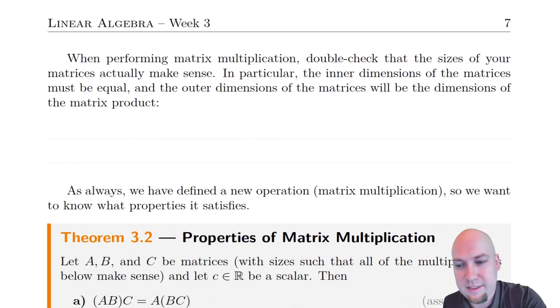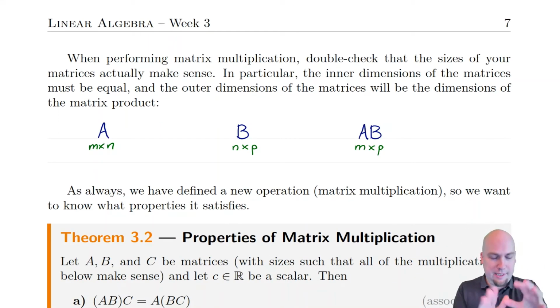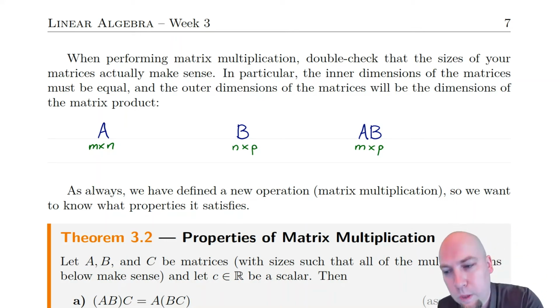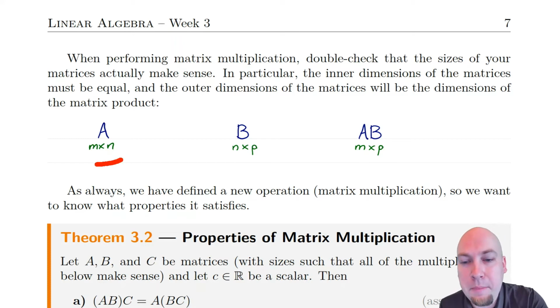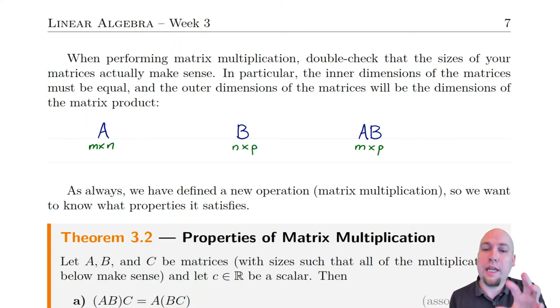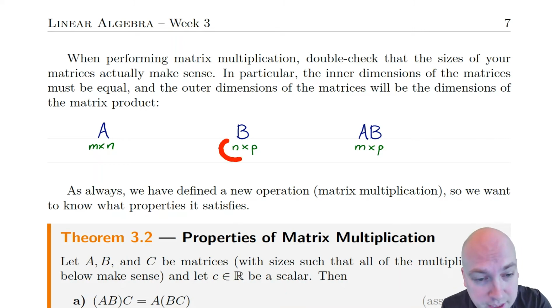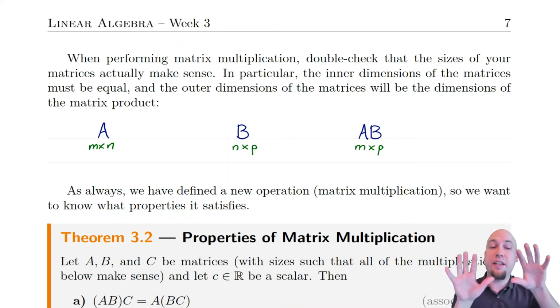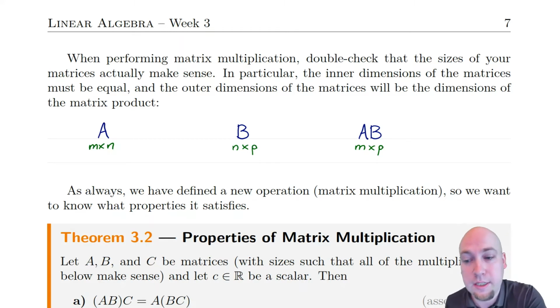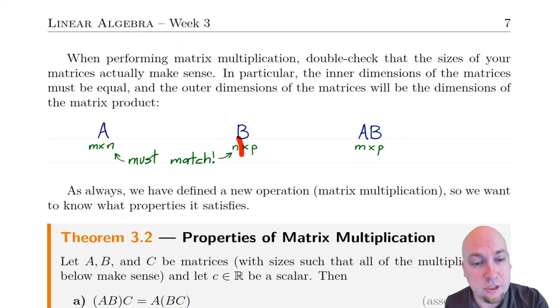All right, let's draw that again, maybe in a slightly different way, just to make sure that we understand what I'm saying here. If you have an m by n matrix, the only way you can multiply that by some other matrix is if the first dimension of that other matrix is n. In other words, the number of columns of the first matrix matches up with the number of rows of the second matrix. That's the only way you can do that product. So those inner dimensions have got to match.